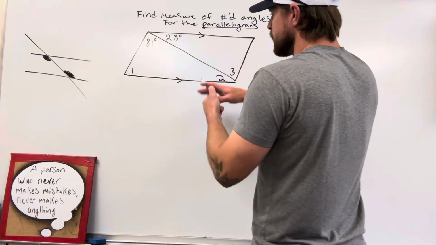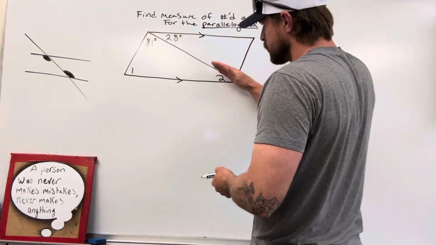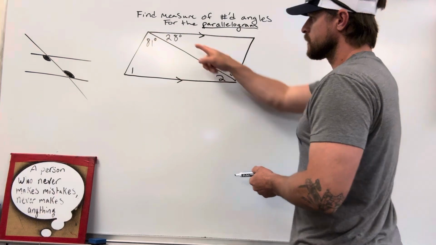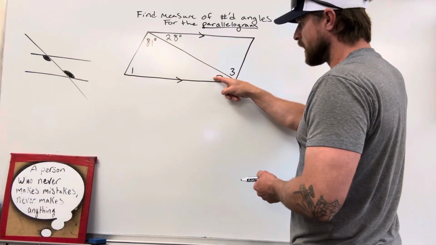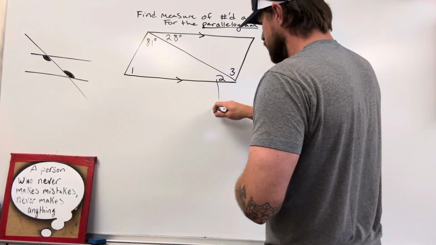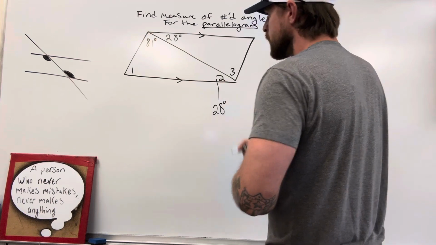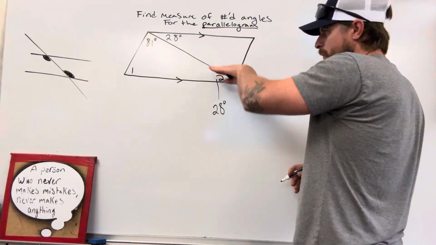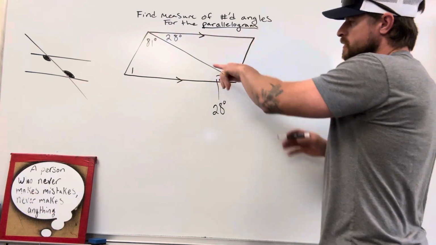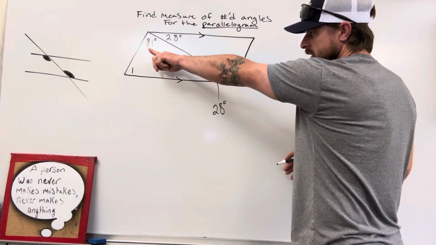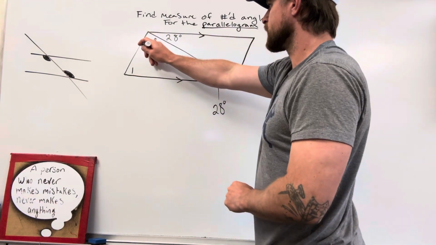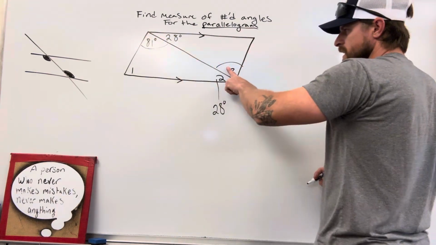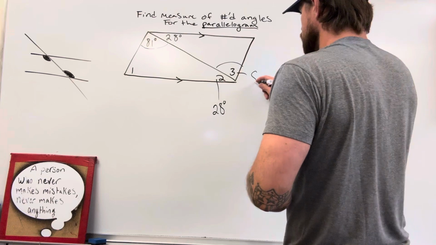So we can say 28. See how 28's on the upside of the transversal? We want to go and do the opposite, alternate, 28 on top, 28 on bottom. So I can go right here to angle 2 and say that's going to be 28 degrees without doing any work really. Now for 3, 3's on top of the transversal, up above it. So we're going to go to the angle that's below it, that's 81. So this angle here is going to be congruent to this angle here. So if that's 81 degrees, angle 3 is also going to be 81 degrees.